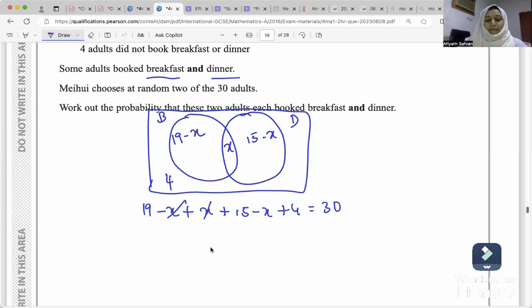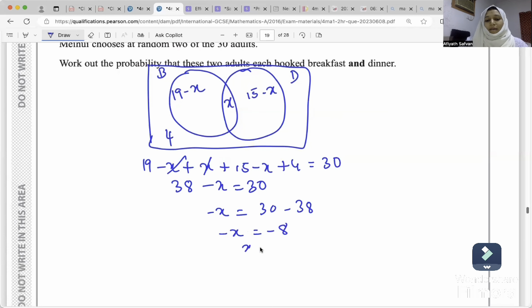So plus and minus cancel. So which is 19 plus 15 plus 4, which is going to be 38. 38 minus x is 30. Therefore, minus x is equal to 30 minus 38, which is minus x is equal to minus 8, and x is going to be 8. So we got our new value, x as 8.